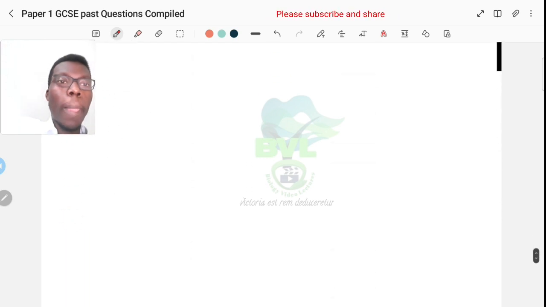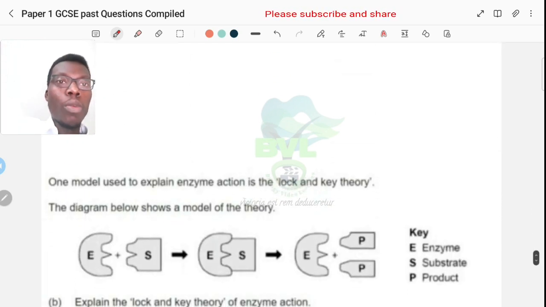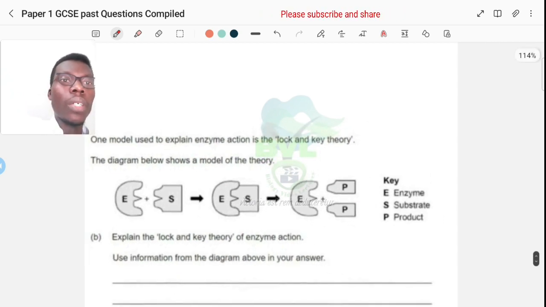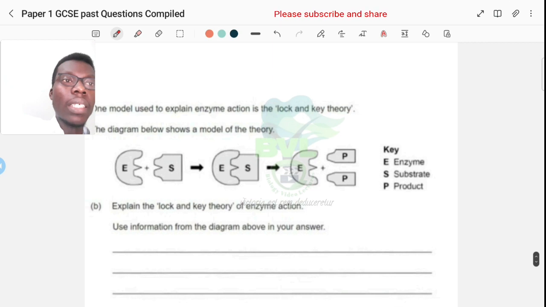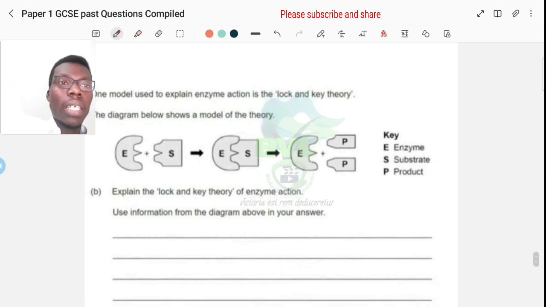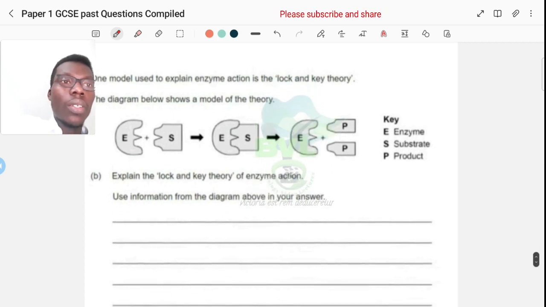Moving on. One model used to explain enzyme action is the lock and key theory. The diagram below shows a model of the theory. E means the enzyme and S means the substrate. So explain the lock and key model theory of enzyme action. Use the information above.